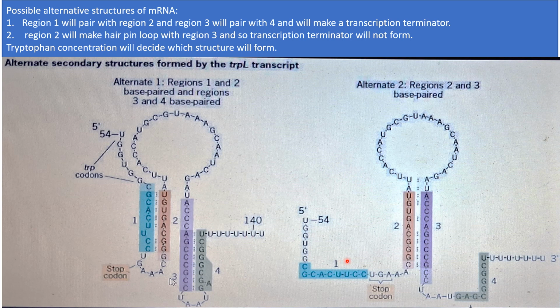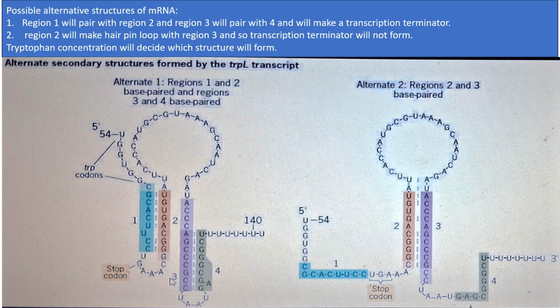Now, if segment number 1 is not making base pair with segment number 2, then segment 2 will form a hairpin loop-like structure with segment number 3, and thus segment number 4 will remain free, followed by the poly-U sequence. And so the rho-independent termination site is not formed over here, and thus the transcription will be continued.